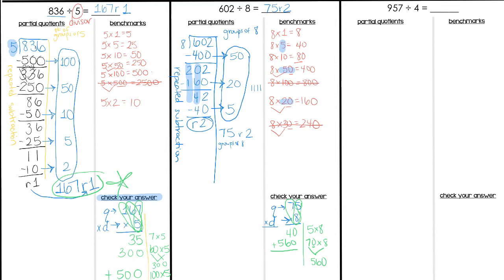We're going to add them together. 0 plus 0 is 0. 4 plus 6 is 10. And 1 plus 5 is 6. 600. Is that what we started with? No, we started with 602. We need 2 more, so we must add our remainder of 2. 602. That is what we started with. So 75 remainder 2 is correct. Moving on.